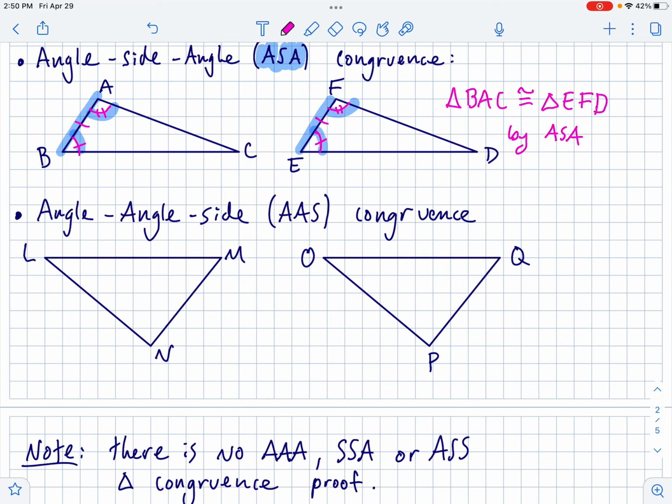The last one is angle, angle, side. And the order is so important here, you guys. If this is an angle that matches up with this one, and then another one where these match up, and then this is the side that they have in common. So here it's the order of angle, angle, side.